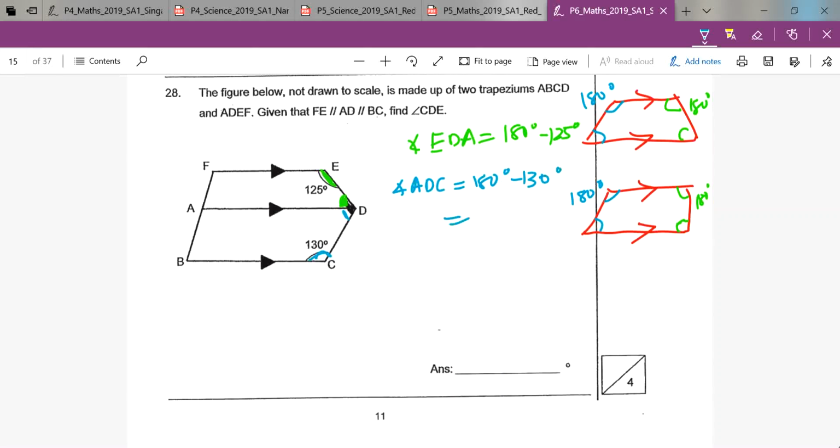Now let's do the calculation. 180 minus 130 will be 50. Go back to this one. 180 minus 125 will be 55. So the question is asking for which angle? It's already labeled for you. This angle, which is the sum of EDA and ADC. 50 plus 55 equals 105.